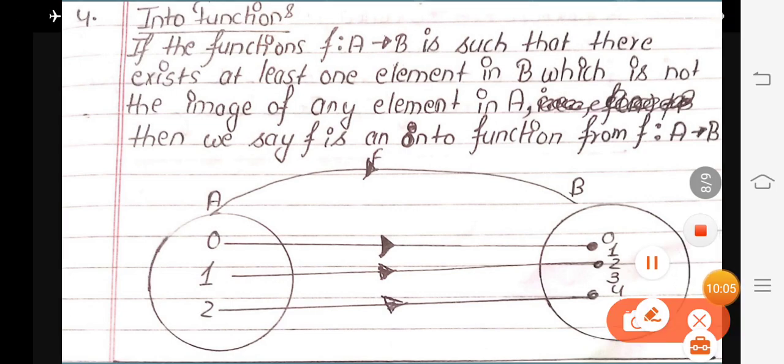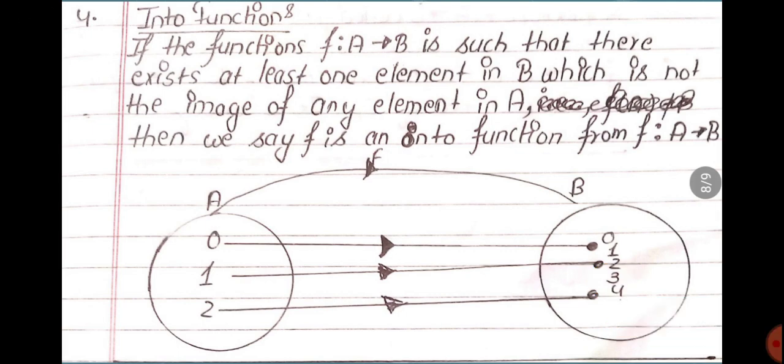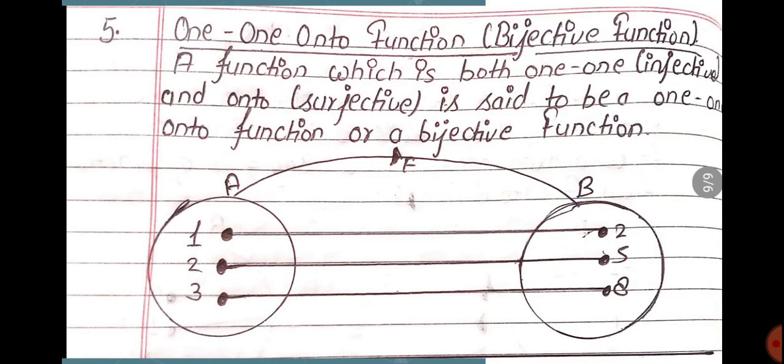In this figure you can see that 3 is not associated with any element of set A, which means this function is not onto, hence we will call it an into function. Now come to the next, one-one onto function, that is also known as a bijective function, very vital. A function which is both one-one as well as onto, we call a bijective function.